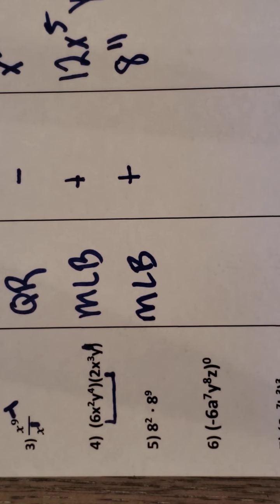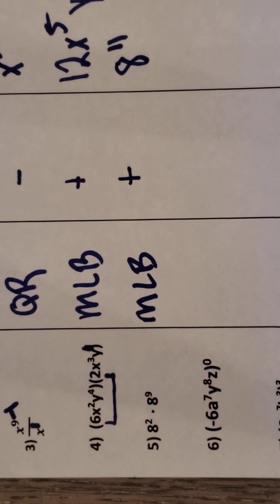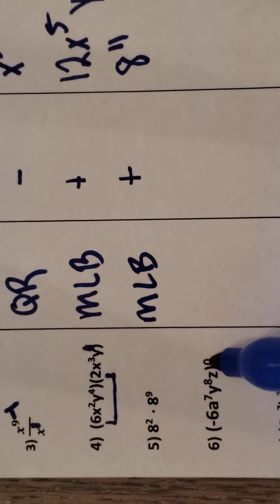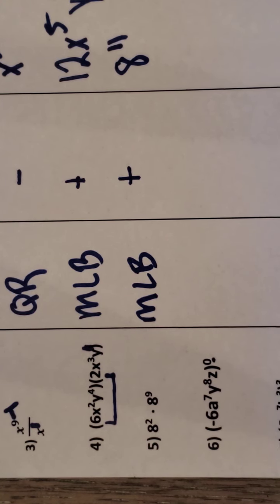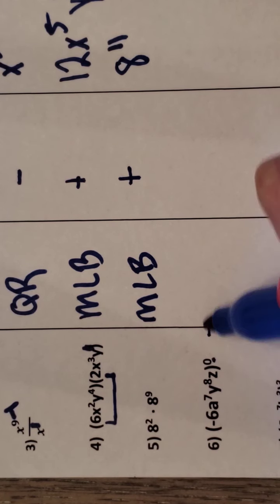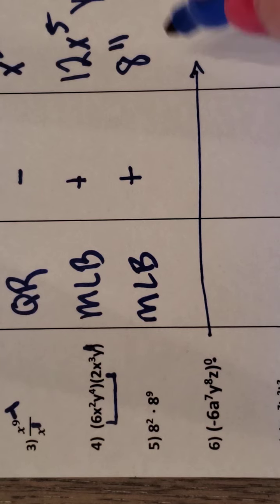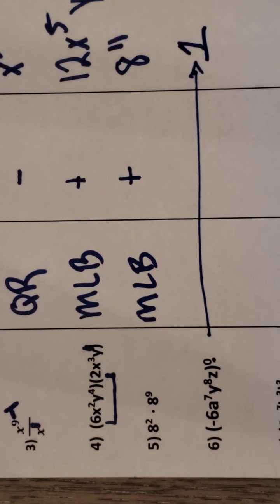Now this one, you have parentheses with an exponent on the outside, but if you notice, everything's raised to the 0th power. And we know when anything is raised to the 0th power, what does it automatically go to? 1. So your answer is 1.